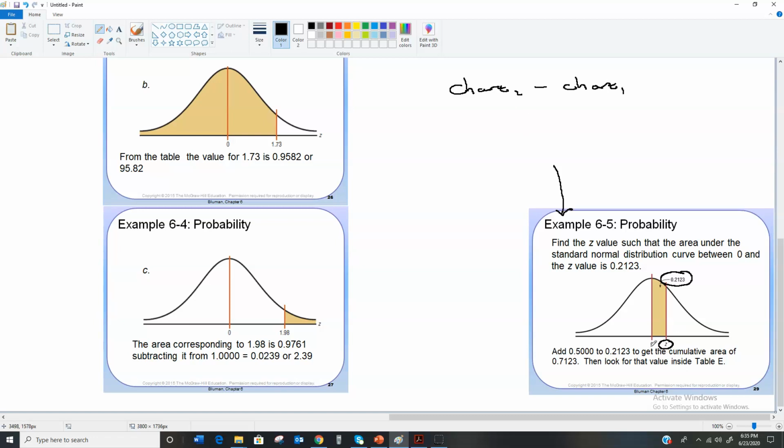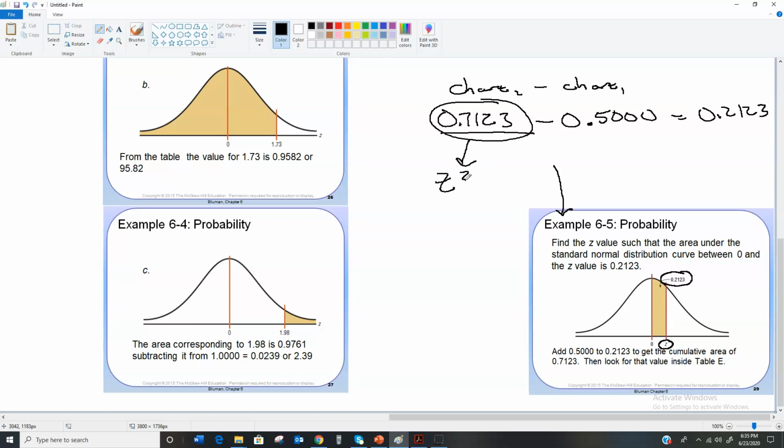Well, we know that 0 on the chart gives us a 0.5. So we're looking for something minus 0.5 that'll give us 0.2123. Well, this has to be 0.7123. So 0.7123 minus 0.5 would give us 0.2123. But we don't want this number. What we want is the z that gets us that number.